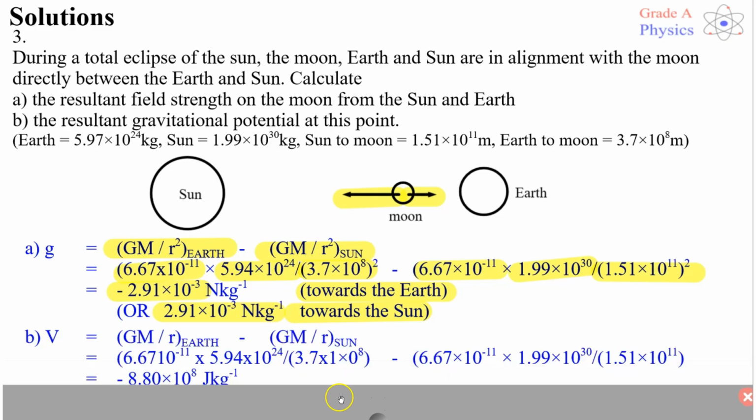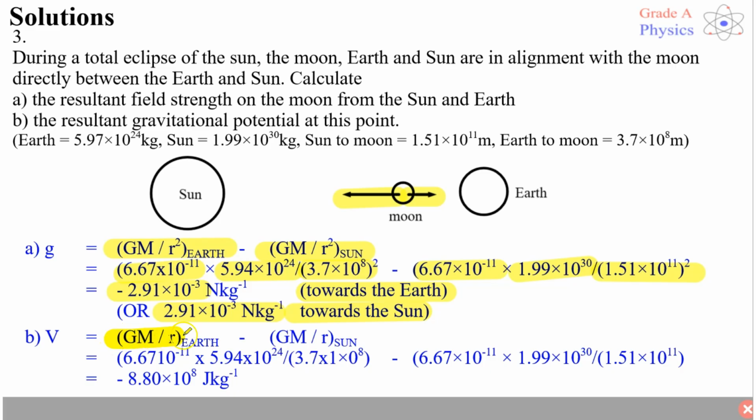Gravitational potential, same idea. Watch out for the formula. So it's basically the same calculation, but rather than divide by r squared, now we're going to divide just by r. So all the numbers are the same. So we've got G, we've got the mass of the Earth, we've got the mass of the sun, and now we've got the distance between Earth and the moon, but not squared, and similarly between the sun and the moon, not squared. So we get a very different value for V joules per kilogram, and this would come out negative the way we've calculated it here.